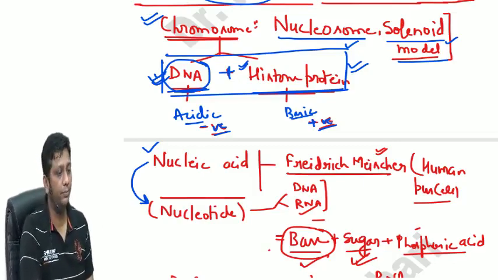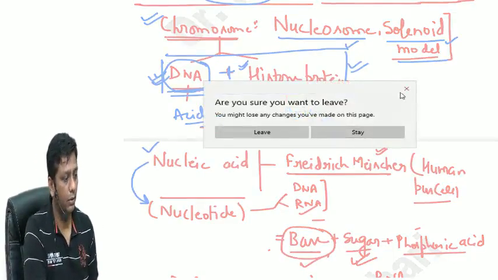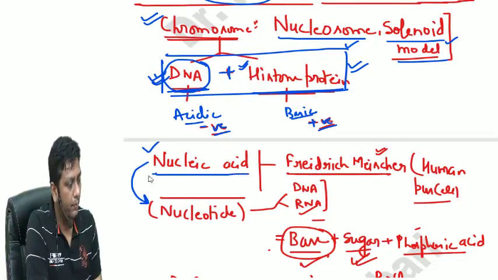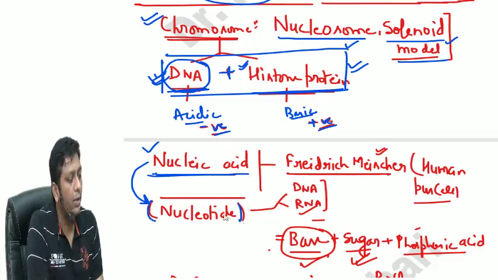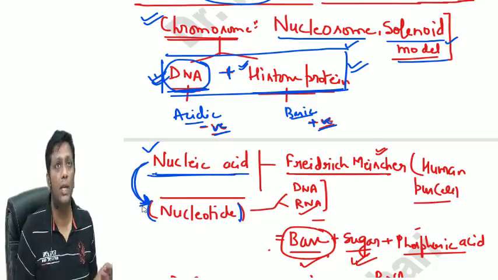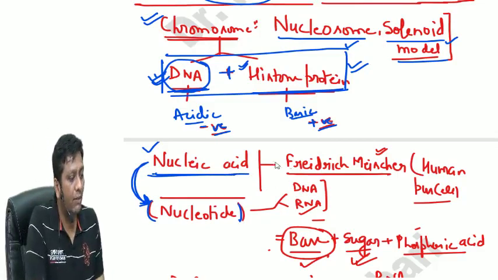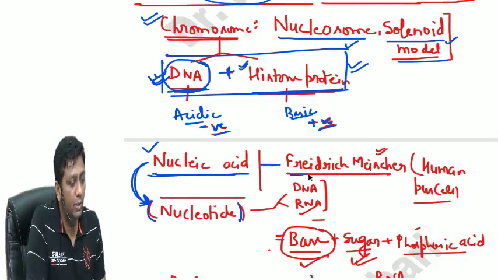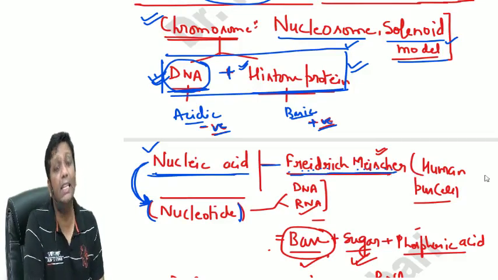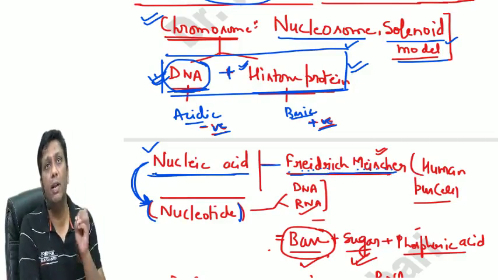So guys, nucleic acid. Nucleic acid is also called nucleotide. So either you call it nucleic acid or nucleotide, both are the same. Who discovered nucleic acid? The name of the person was Friedrich Miescher, F-R-I-E-D-R-I-C-H, Friedrich Miescher, M-I-E-S-C-H-E-R. Friedrich Miescher discovered nucleic acid.